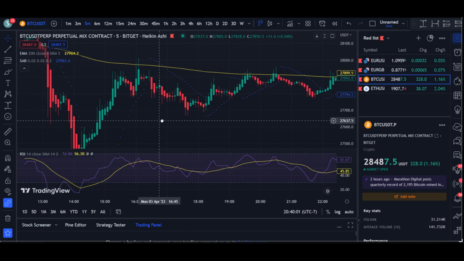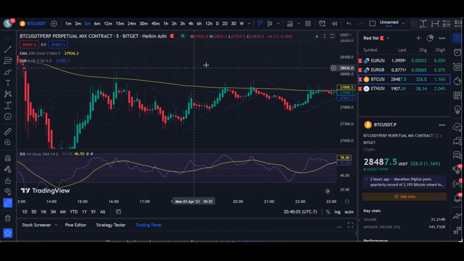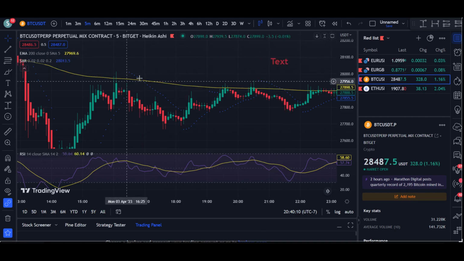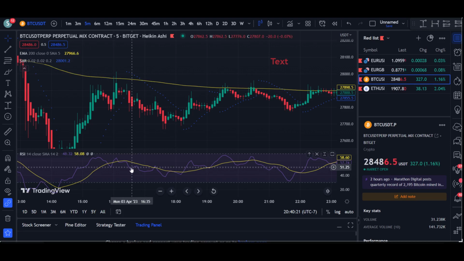All right, so those are for the long trades. Now, as for the shorts, it's going to be the opposite. For a short trade, it has to be below the 200 EMA. It has to be below the SAR, and the RSI has to be below the 50 level. So right here would have been a potential short trade.